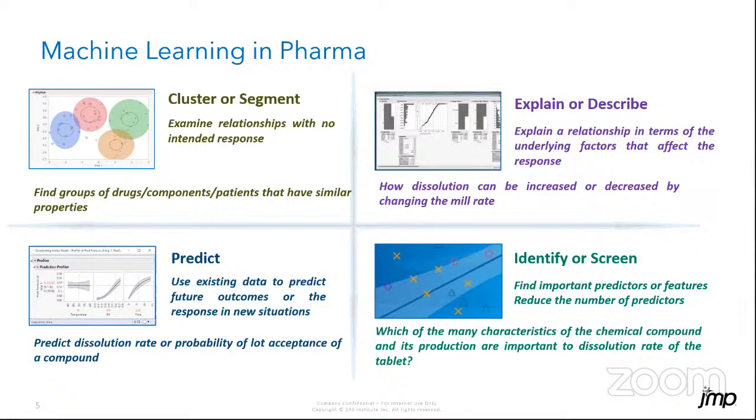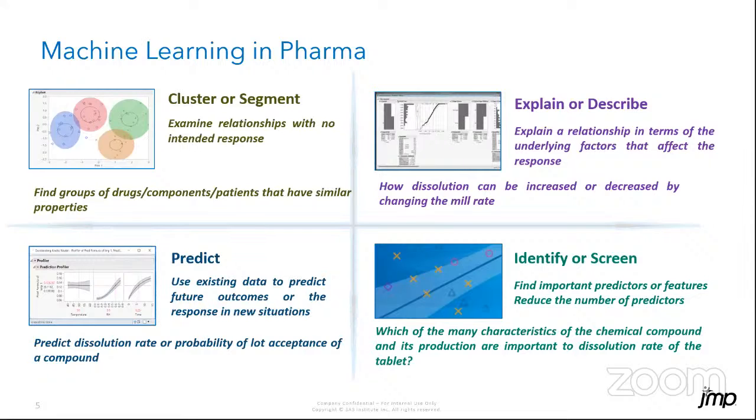Next is identify or screen. Find the important predictors or features, that is, reduce the number of predictors. For example, there could be 100 characteristics of a chemical compound, and which are important for dissolution rate or assay values? Which are those 3 or 4 important factors? So you want to screen or identify those important factors. So you start using chemometric methods.